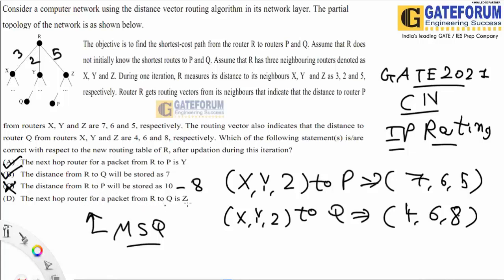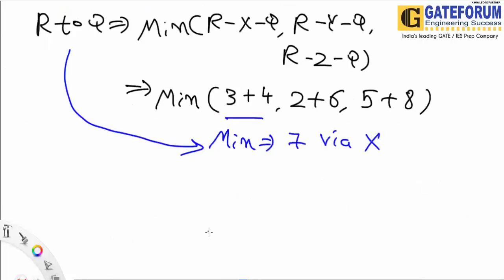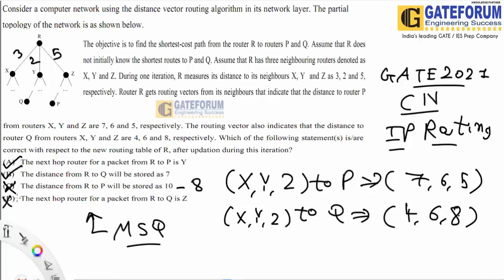The next hop router from R to Q is Z. We can again look here. It's basically X and not Z. So that's why this one is again false. So this is not Z. This is basically X. So we can say that here the answer is basically A comma B.